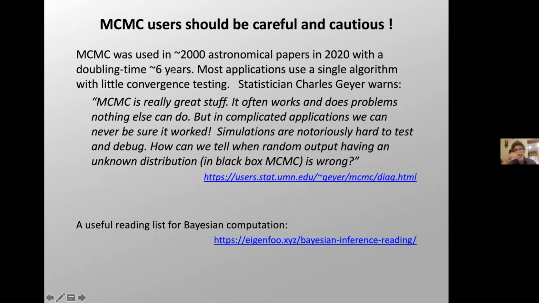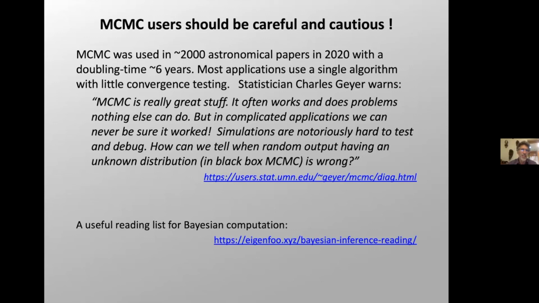So MCMC, I counted in the ADS system, is used in 2,000 astronomical papers, and it's doubling every 6 years. Most of the astronomers using it use one algorithm, usually one of the 2 that I mentioned that are popular. They usually do little convergence testing. Maybe they say, oh, the Gelman-Rubin statistic is 1, and that's all they say.